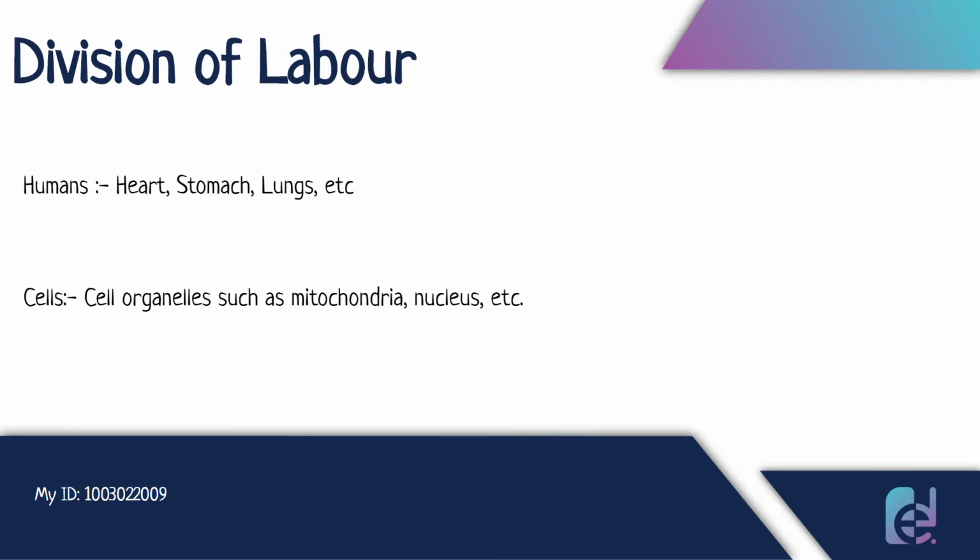Next up, we'll look at the division of labor in living things. In humans, we have the heart to pump blood, the stomach to digest food, the lungs to breathe air, etc. Similarly, there's a division of labor found in cells. Like the heart, stomach, and lungs in humans, each cell has its individual cell organelles, which have their own functions that help the cell to live. Some examples are the mitochondria, nucleus, etc. And we'll get into them later on.